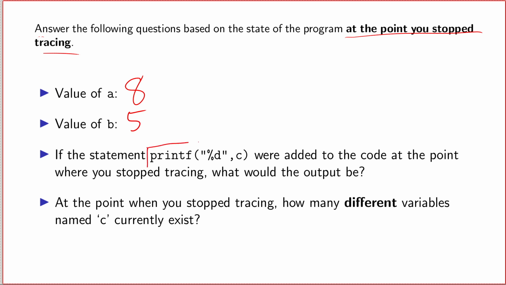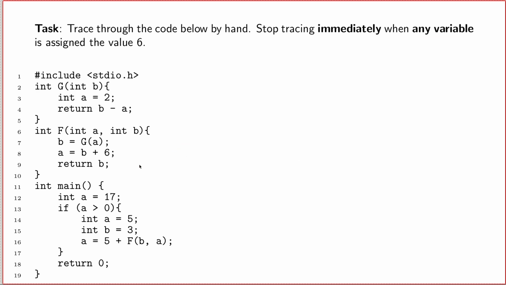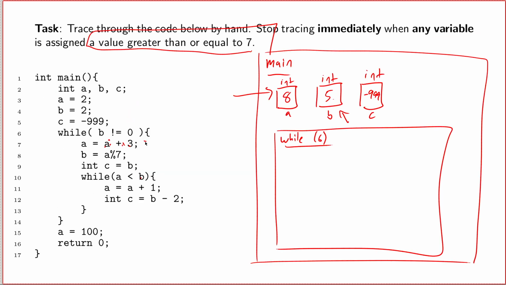Okay, if I put this statement, print the value c, at the exact point I stopped tracing, what would the output be? So where did I stop tracing? Whoops, wrong direction. I stopped tracing right after line number 7. I finished line 7, and that's where a got the value 8.